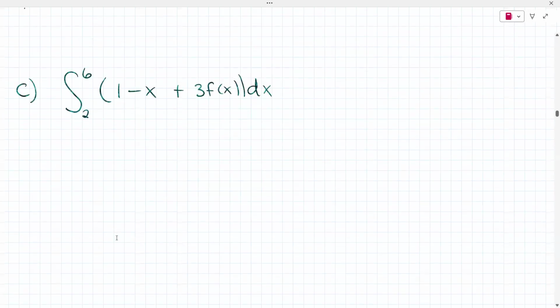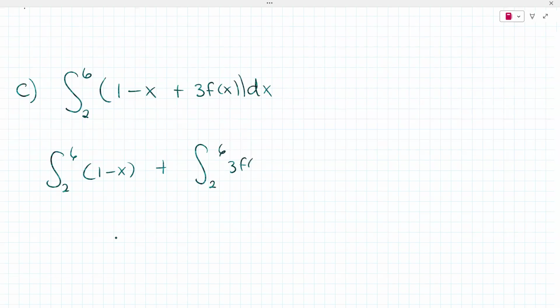Okay, see, the integration from 2 to 6 of 1 minus x plus 3 f of x dx. So what we're going to do is, we have a plus, so we can break it into two integrations. So it would be from 2 to 6 of 1 minus x plus integration from 2 to 6 of 3 f of x dx.